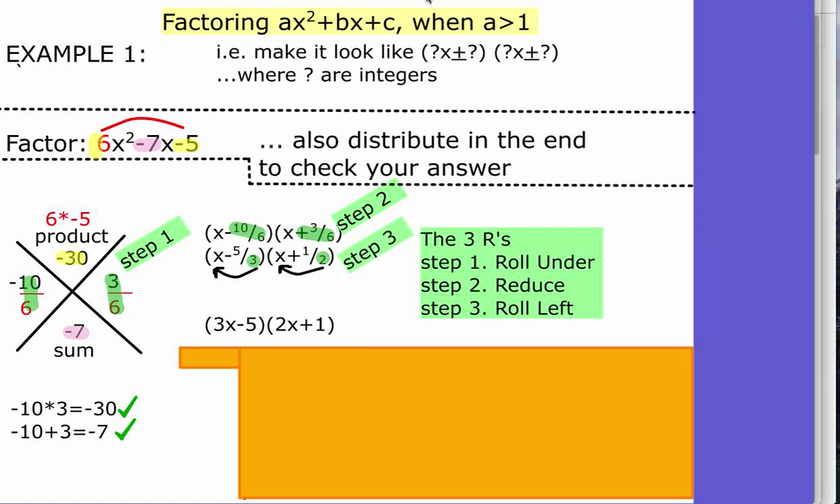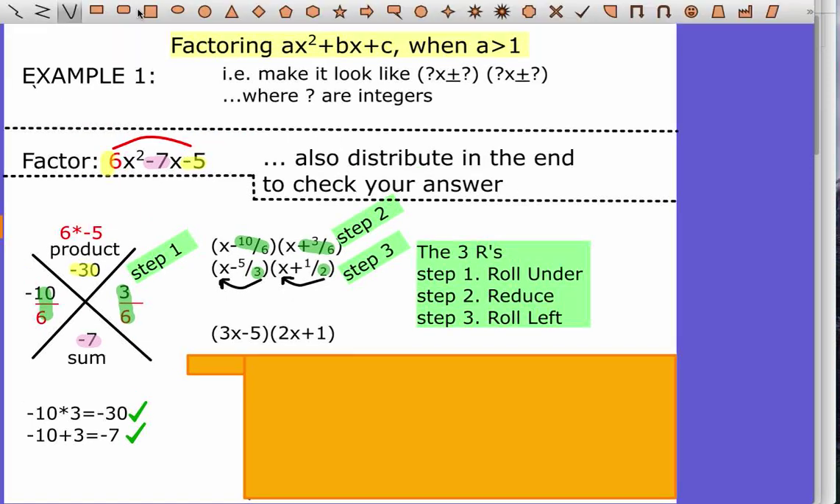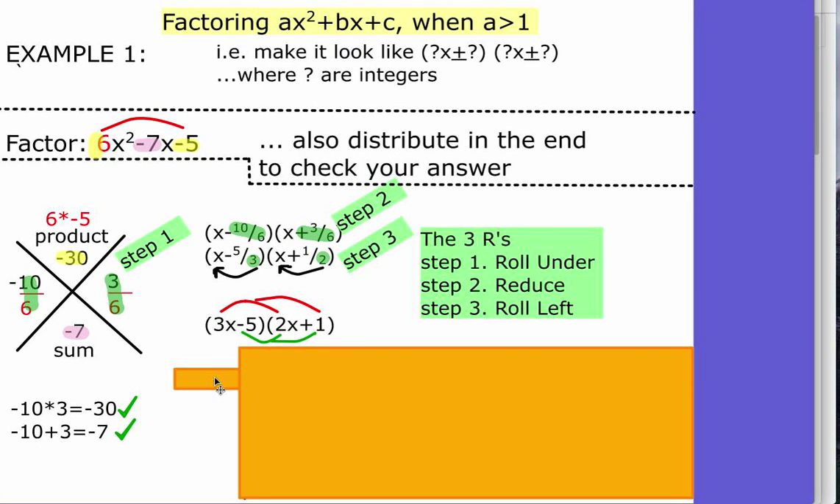Now we want to check that this is the correct answer. As in the previous video, we are going to do a double-double distribution to make sure that we get the original problem right over here. So let's go ahead and do a double-double distribution. 3x times 2x, 3x times 1, negative 5 times 2x, and negative 5 times positive 1. We're checking our answer at this point.